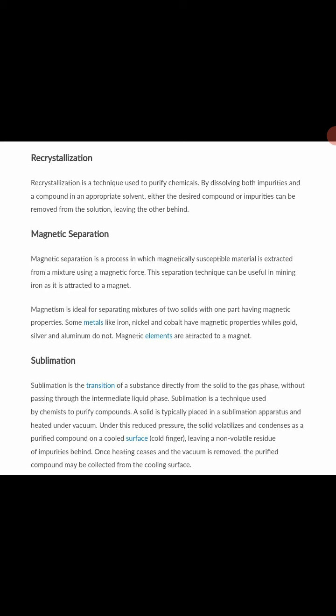Magnetic elements are attracted to a magnet. That's just a short summary on magnetic separation using a magnetic separator. Okay, a magnetic separator. So sublimation, sublime.